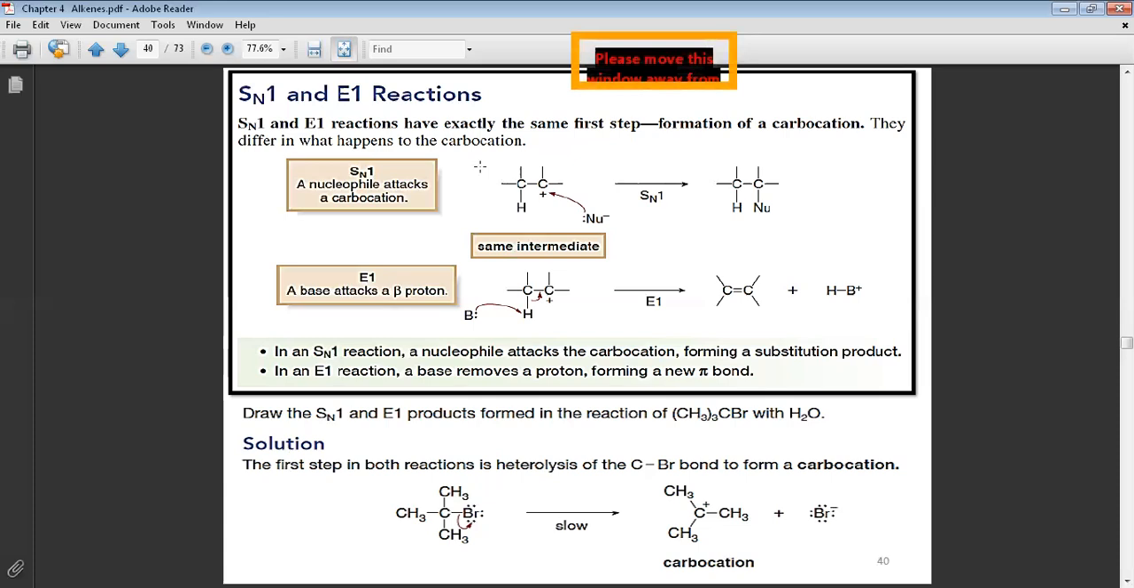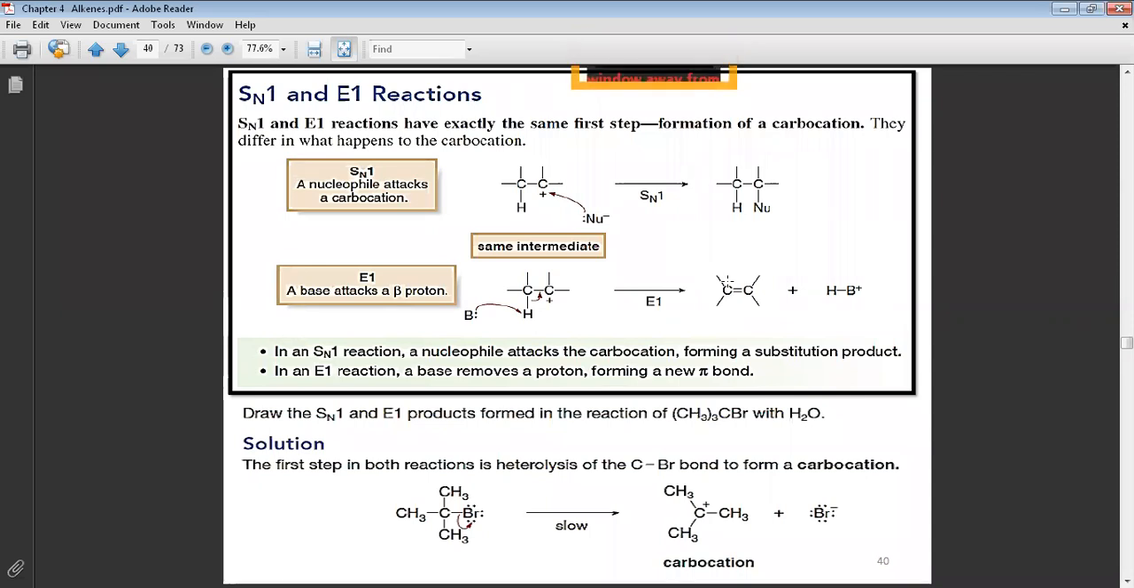Look, in SN1 the nucleophile attacks the positive carbon, but in E1 the base attacks the beta hydrogen, not the positive carbon. Here is the difference. That means SN1 gives you substitution on this carbon, but E1 gives you elimination. This is the difference.